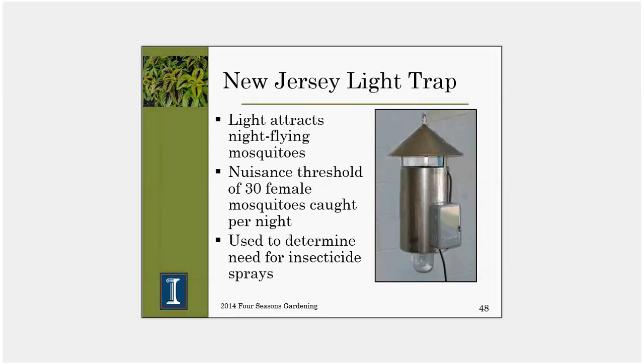Probably more commonly used are light traps, and the most common one is the New Jersey light trap. This requires a power source, and essentially it has a fan in it and a light, which is run by electricity, and it sucks in mosquitoes as they are attracted to the light at night. The nuisance threshold is 30 female mosquitoes caught per night. Many mosquito abatement districts will analyze these traps and identify what the mosquitoes are.